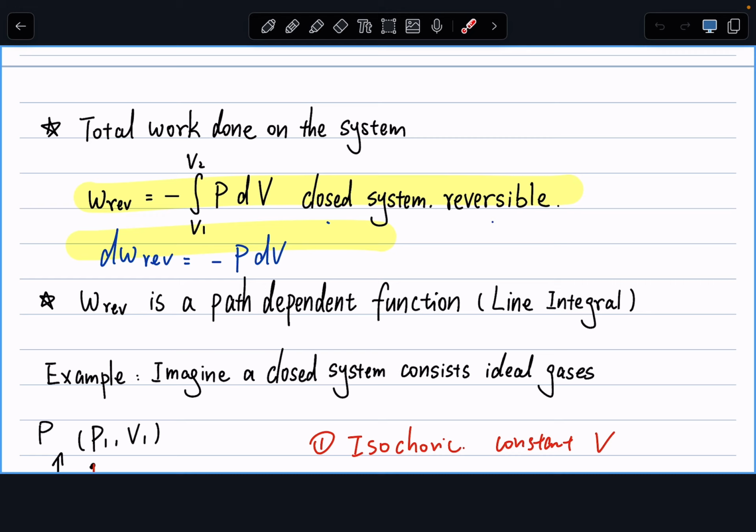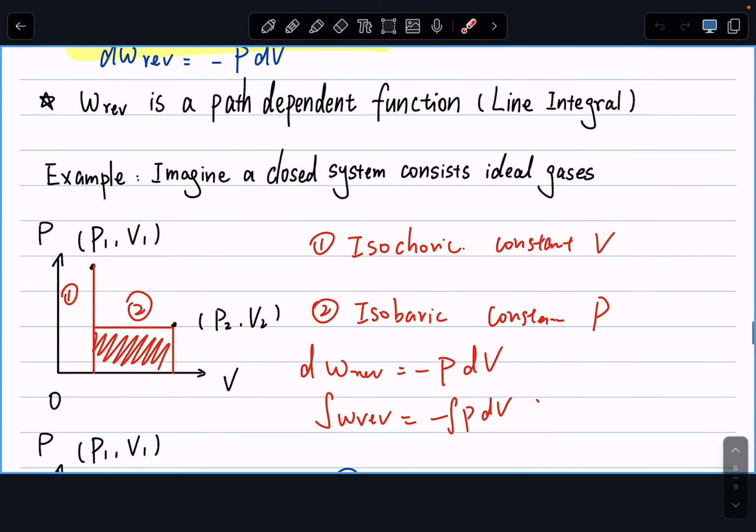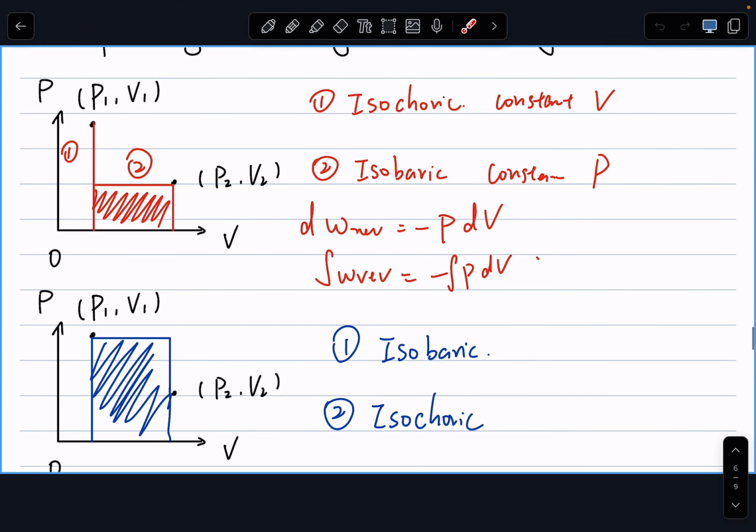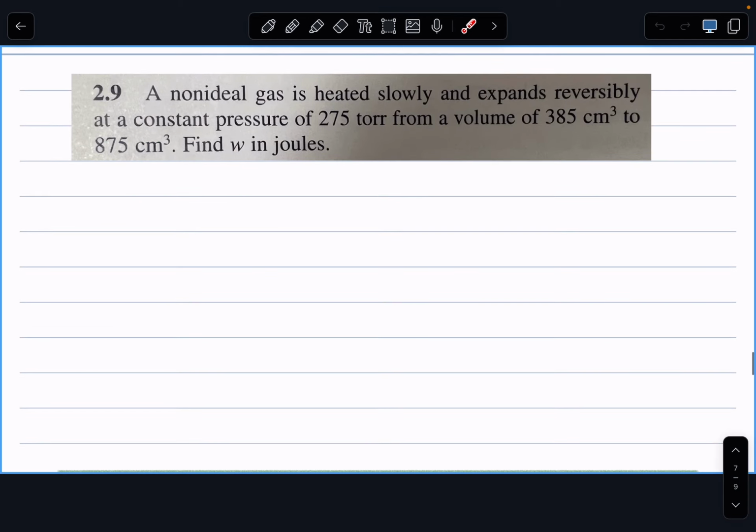what it means by a line integral or a path-dependent function, right? So depending on which path we take, the work that's being done on the system can be very different. So we left one example question we can work on together.